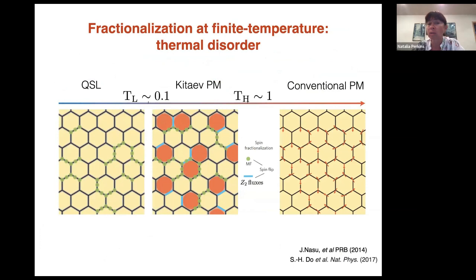Another important thing: we will also be interested in the finite temperature behavior, because the Kitaev spin liquid has a very particular type of disorder, which is called thermal disorder. Once the temperature grows, the fluxes become populated, and in a two-dimensional lattice that happens as a crossover. Above a certain energy or temperature scale, which we call T low, we have a soup of these fluxes, and then we have the fermion excitation on top of this. So this thermal excitation of fluxes is a thermal disorder, very particular to the Kitaev spin liquid.